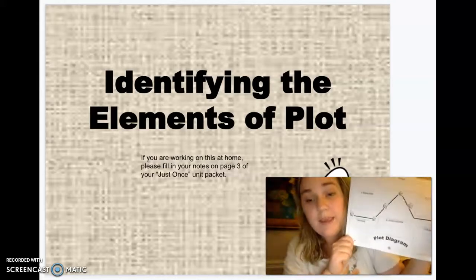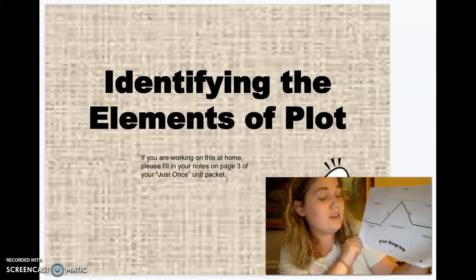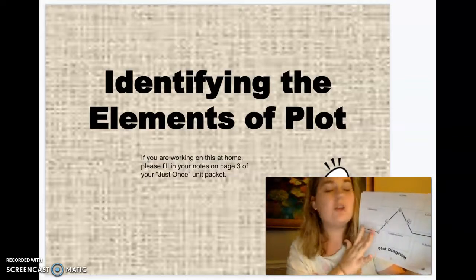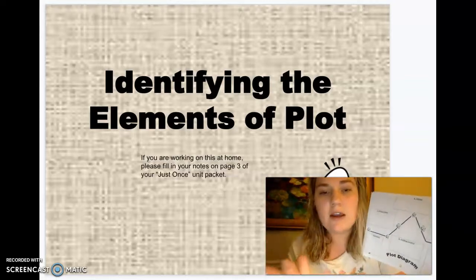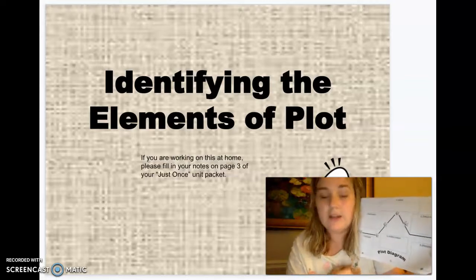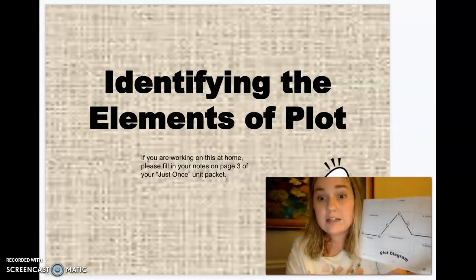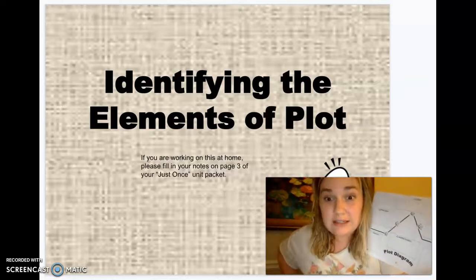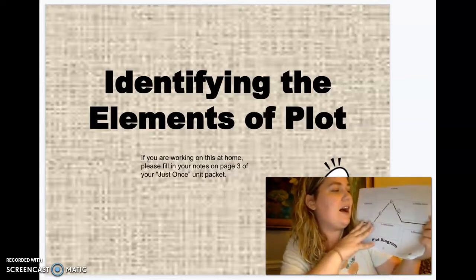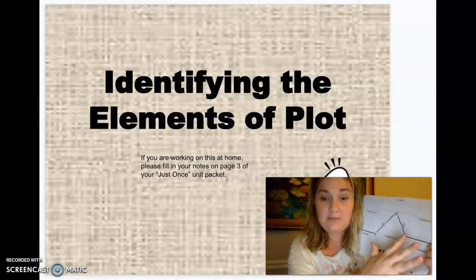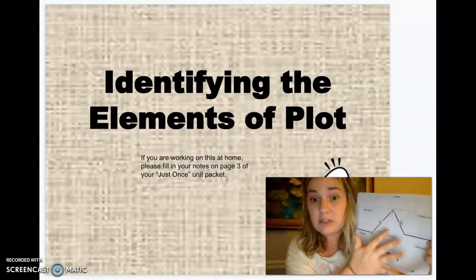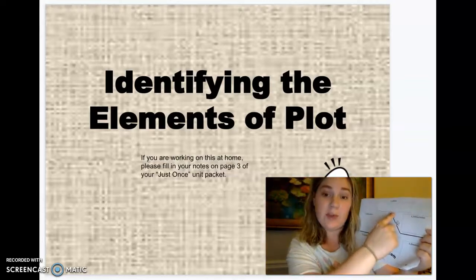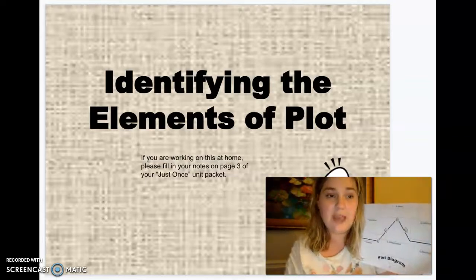So please pull out page 3, and we're going to talk about these 6 parts of the plot mountain. This is called so many things. Throughout the year, I might say, let's make a plot mountain, let's make a plot diagram, let's do a plot pyramid. In fact, your success criteria says, let's make a plot pyramid. So anytime that's mentioned, it's going to be this image here. It's going to have a long line that goes up into a point and goes down in another line.